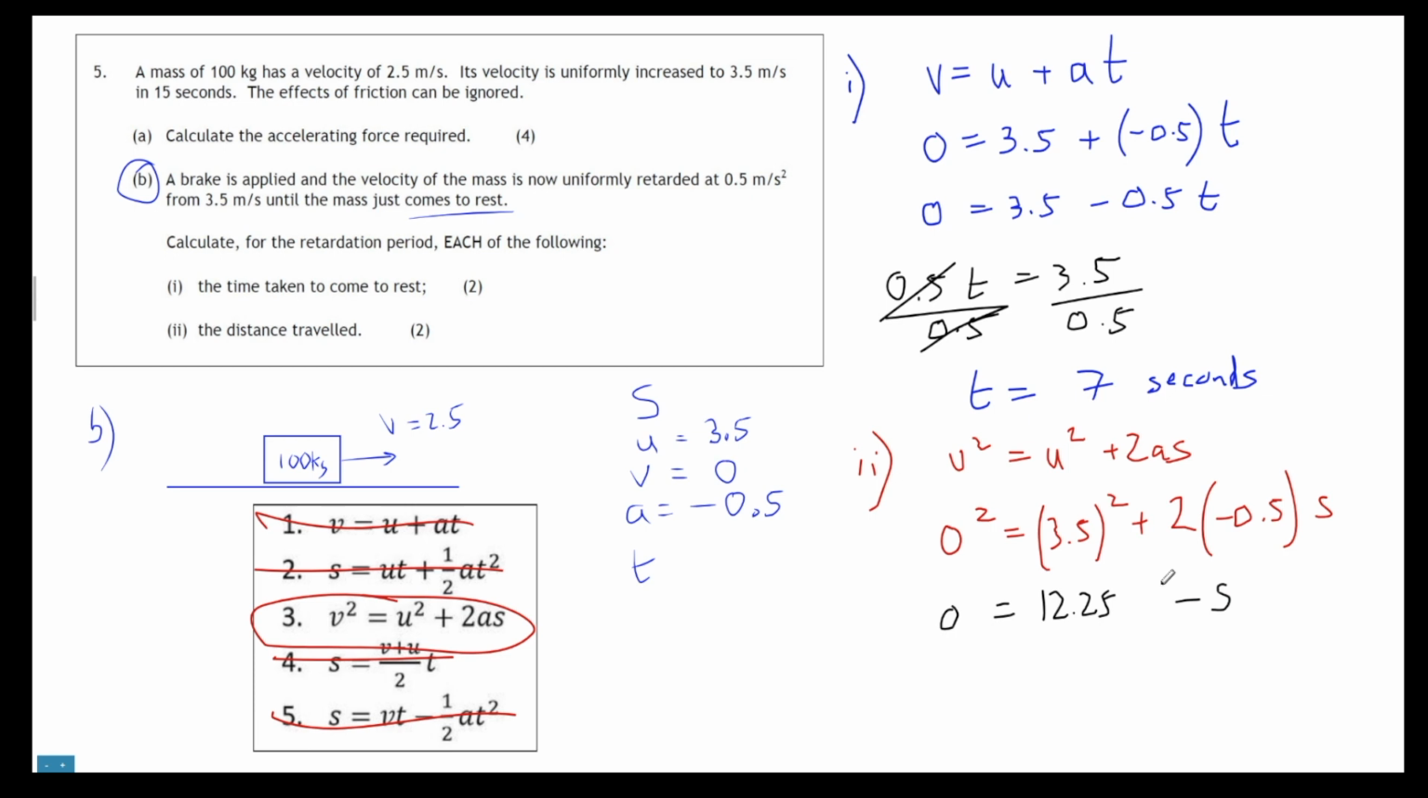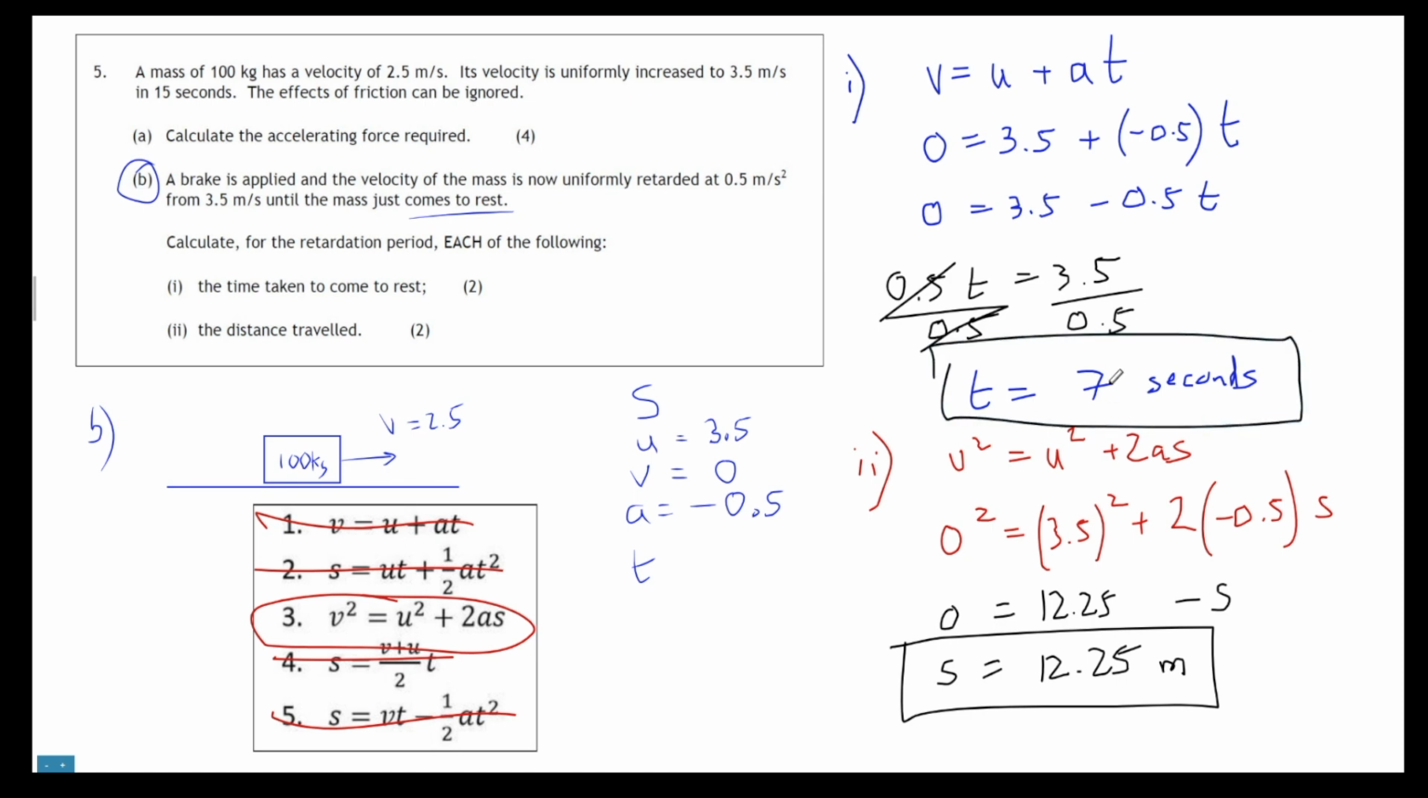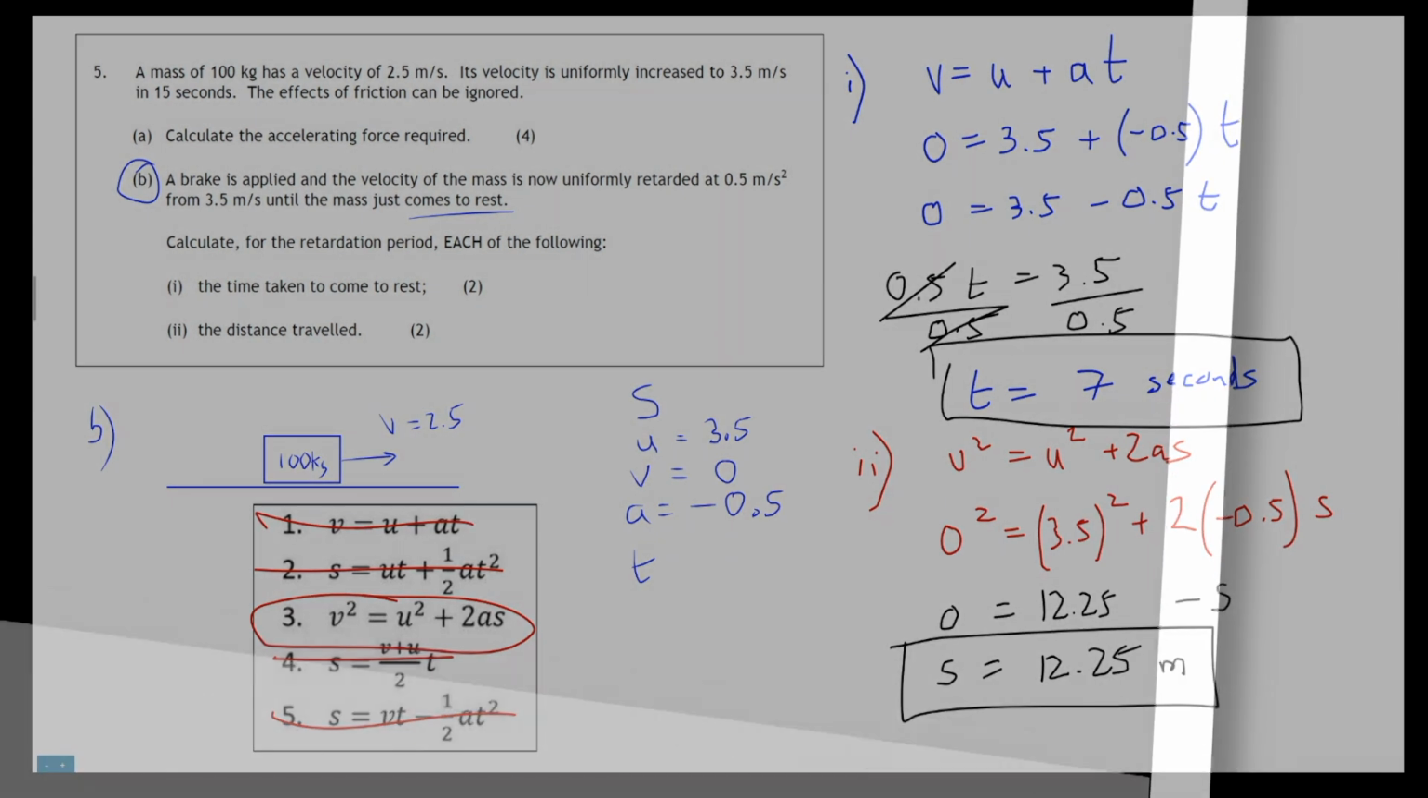Which means s must be equal to this, if it's 12.25. But let's add s to the other side. So we got s is equal to 12.25 meters. And that's the final answer. Let's go read it to make sure the distance traveled is for the retardation period, not the total period. So yeah, that's it. We got the time is 7 seconds and the distance is 12.25. That's really good.